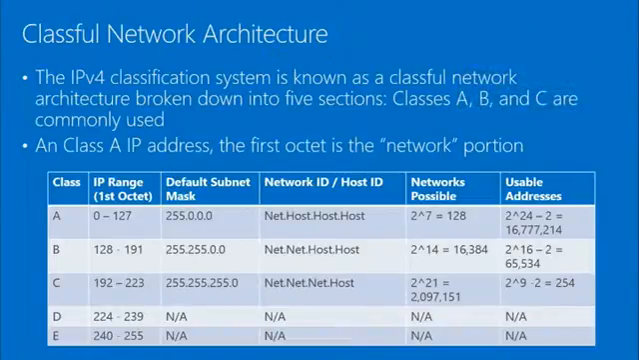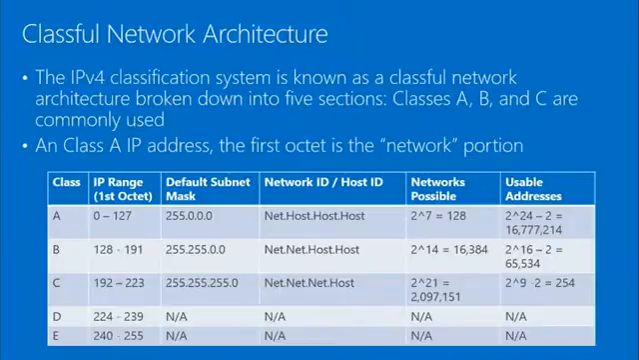Classful network architecture. The IPv4 classification system is known as a classful network architecture. It's broken down into 5 sections, Class A through E. Class A is your IP range, your first octet, 0 through 127. Your default subnet mask, 255.0.0.0. Let's step back here for a minute.